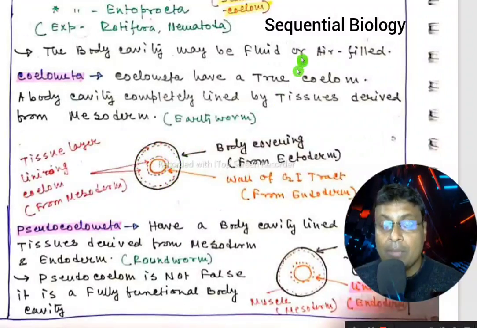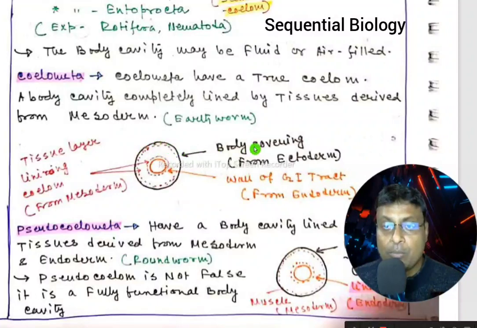This body cavity may be filled with fluid or filled with air. However it is, when this body cavity is covered by mesoderm or mesoderm-derived tissue on both sides, then this body cavity is called a true coelom.